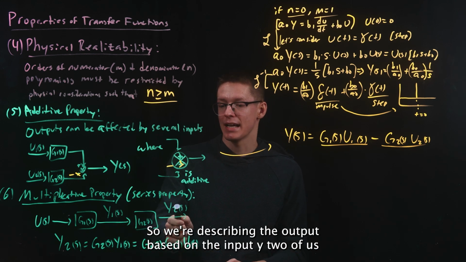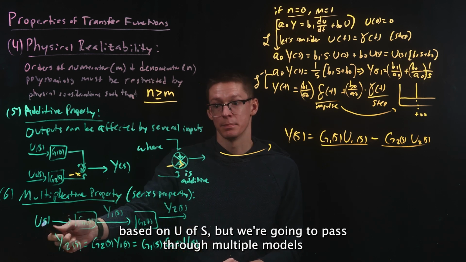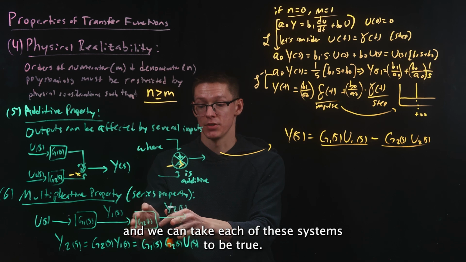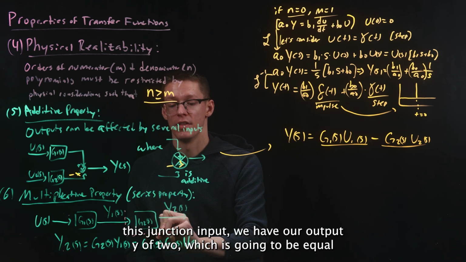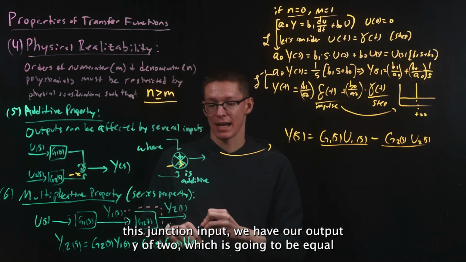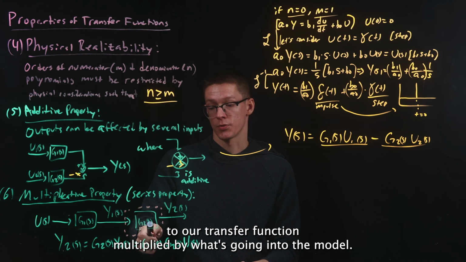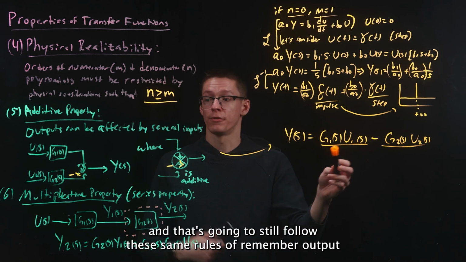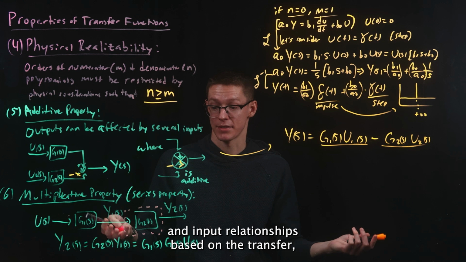So we're describing the output based on the input, y2 of s based on u of s, but we're going to pass through multiple models. And we can take each of these systems to be true. If we consider the first system, which is just going to be this junctional input, we have our output y2, which is going to be equal to our transfer function multiplied by what's going into the model. So that's going to be g2 times y1. And that's going to still follow these same rules of, remember, output and input relationships based on the transfer.